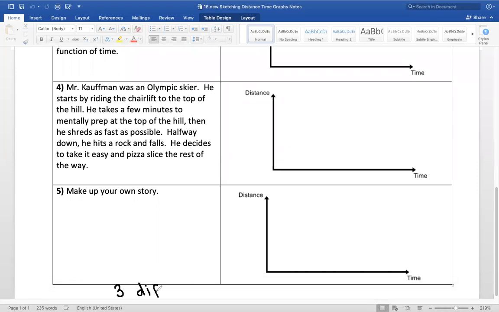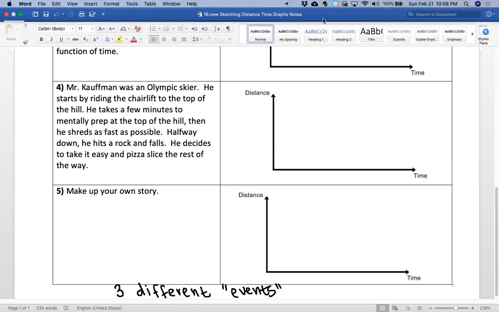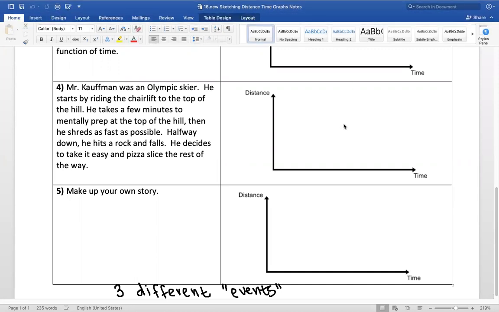3 different, I'm going to call them events. So I don't know, some sort of story that kind of matches something that you saw up here. You can use some of those as examples to help you figure out what to write about. And then you're going to draw your graph on this right side. When you are done, you are going to be taking a picture of this last one and submitting it for today's points. So do your best on that, and good luck, 8th graders. Let me know if you've got any questions, or let your math teacher know if you need some help coming up with a story.